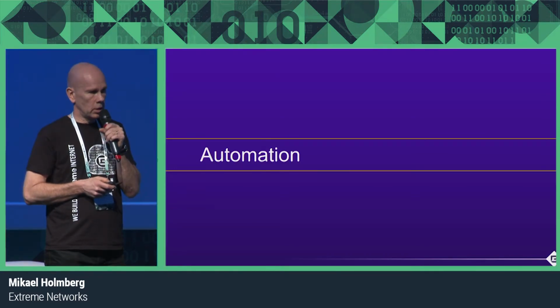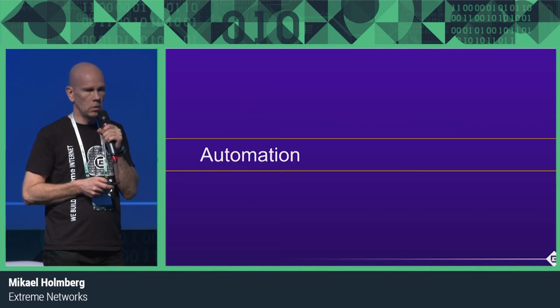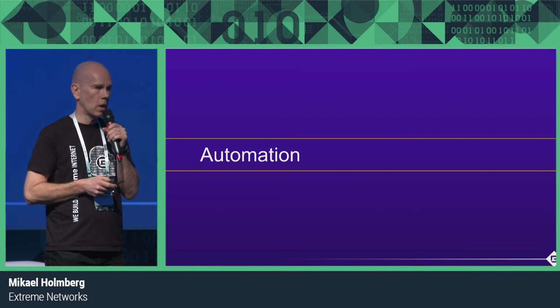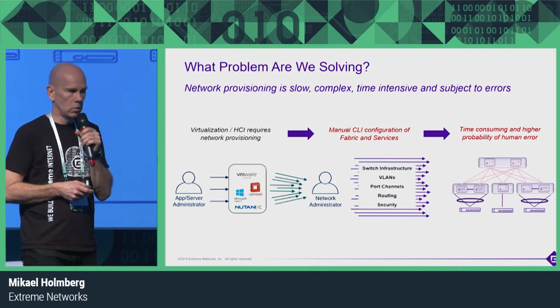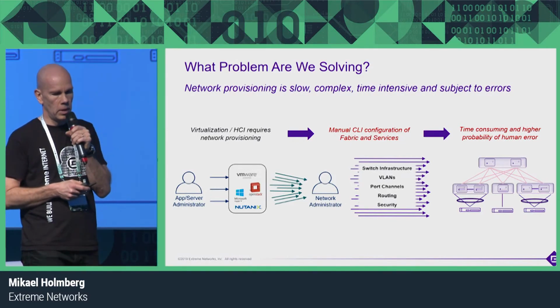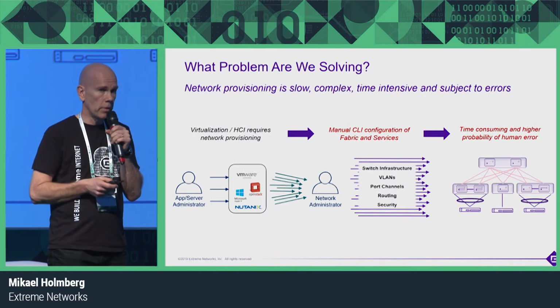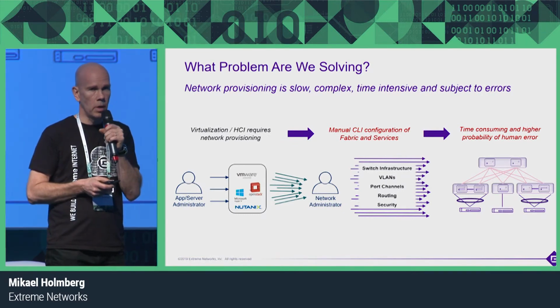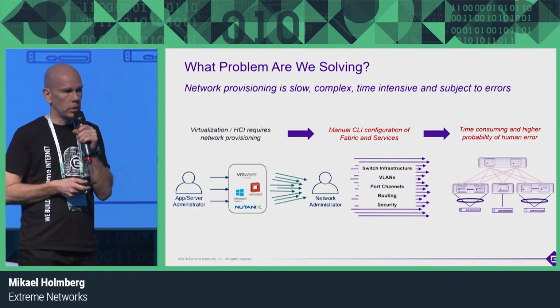So switching gear a bit here and continuing on the automation part. This is basically going to touch on the automation for the fabrics I briefly covered and started off with. So there's a problem that we are trying to solve. And the problem is basically that network provisioning is slow, complex, and time-intensive, and obviously subject to errors, as I pointed out, and as was pointed out in the previous presentation as well. So that's the problem we are trying to solve.